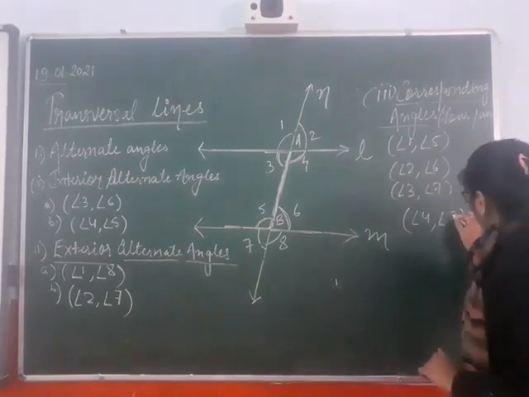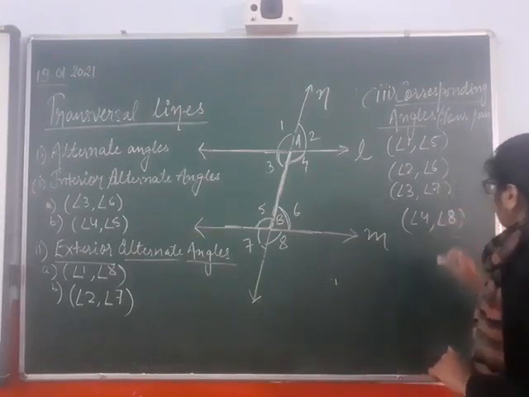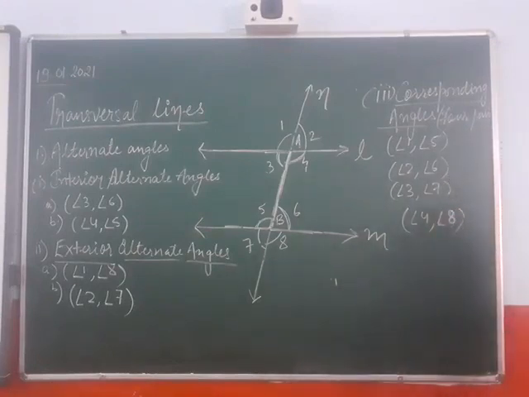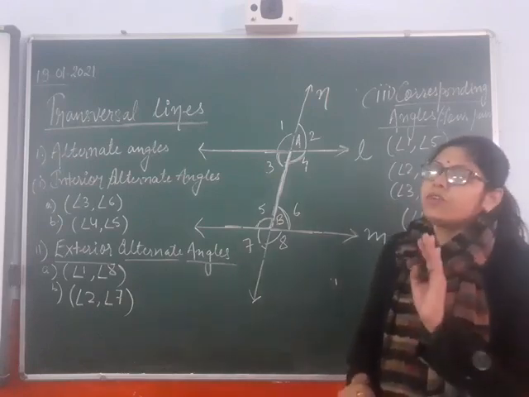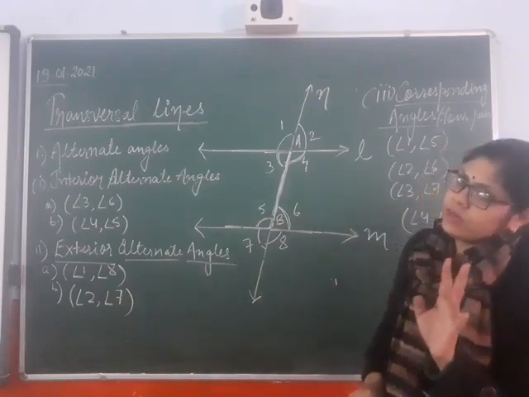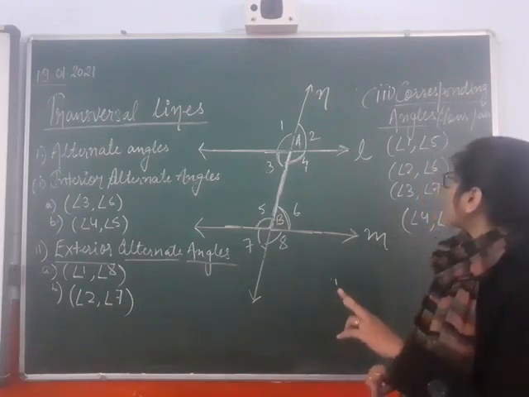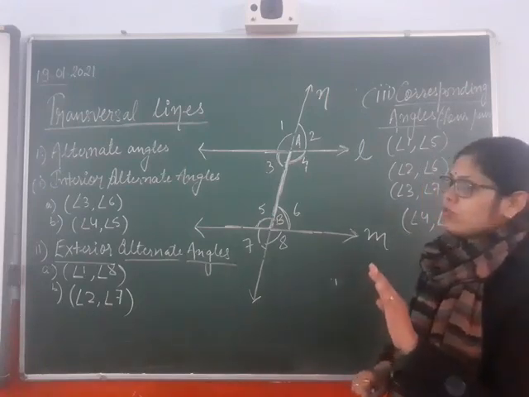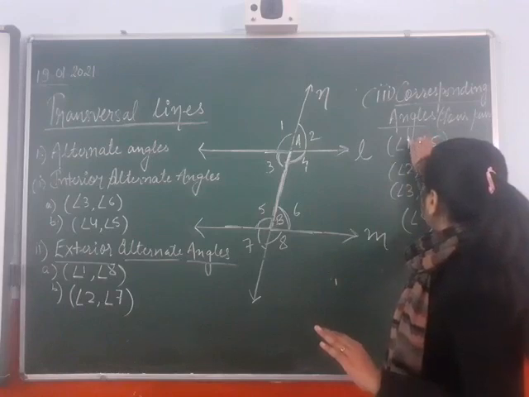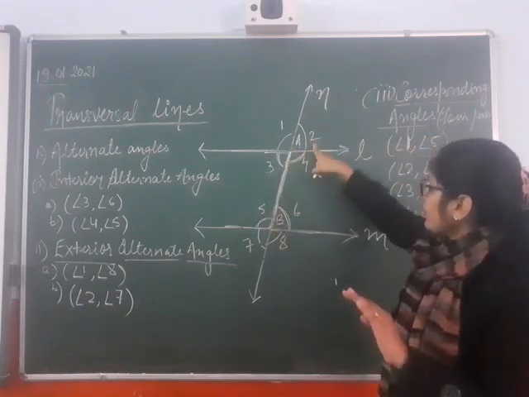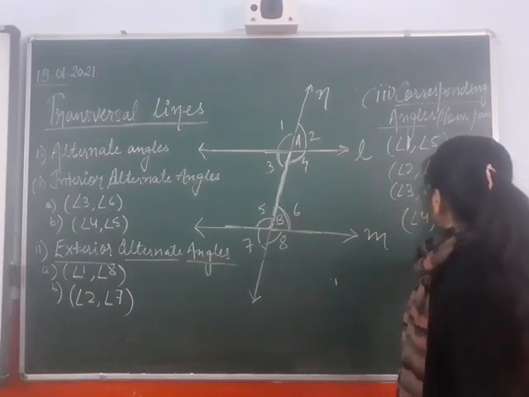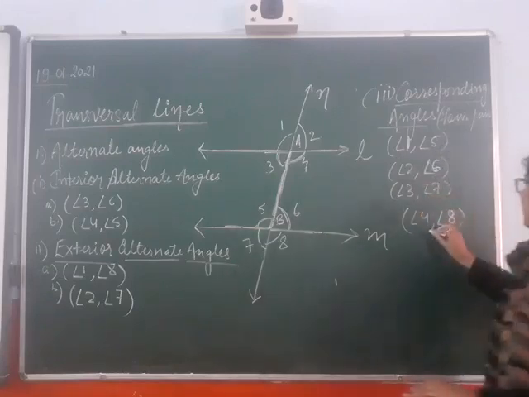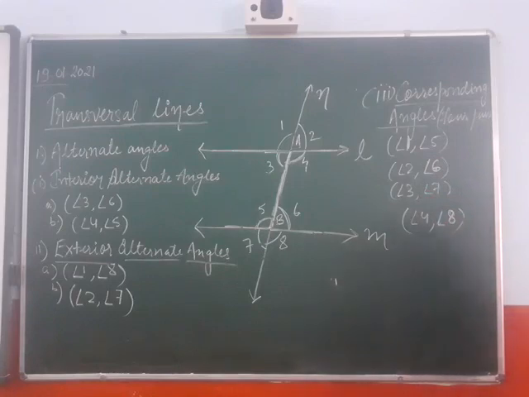So for alternate angles, we talk about interior alternate and exterior alternate. Interior 2 pairs, exterior 2 pairs. Corresponding angles, 4 pairs you will get. First one will be angle 1 and angle 5, angle 2 and angle 6, and then angle 3 and angle 7, angle 4 and angle 8. So these are the corresponding angles.